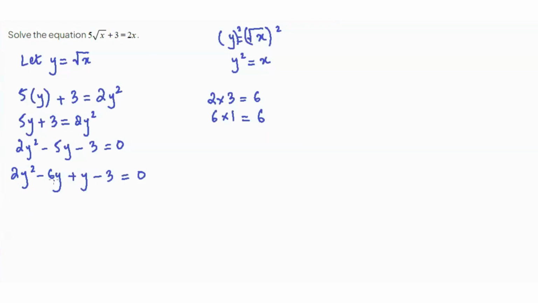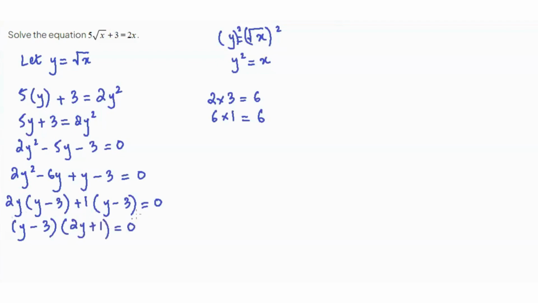So if we look at the first two terms, 2y squared and 6y, we have 2y common. So what we have is y minus 3 in the bracket. And between y and negative 3, we have 1 common. So plus 1 brackets y minus 3. I'm going to take y minus 3 common because that is what's common between 2y and plus 1. And the second bracket, we'll have 2y plus 1 equals to 0. So y equals to 3 and y equals to negative 1 over 2.